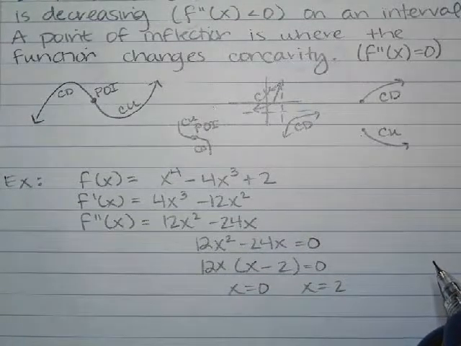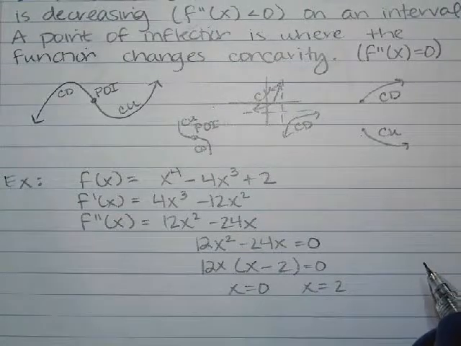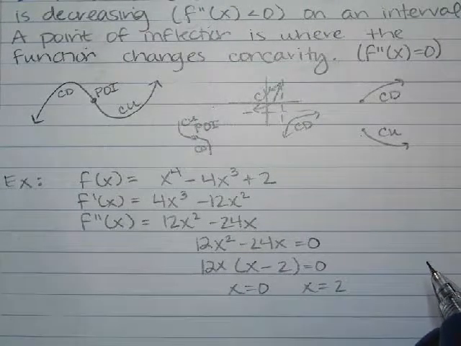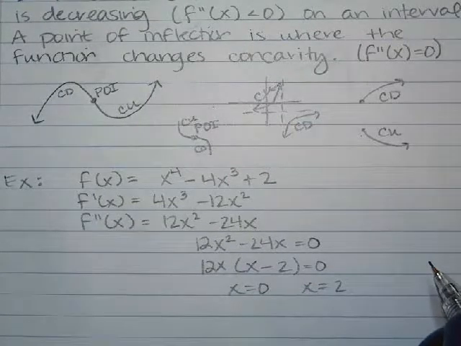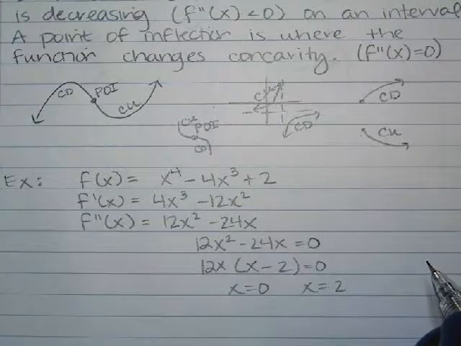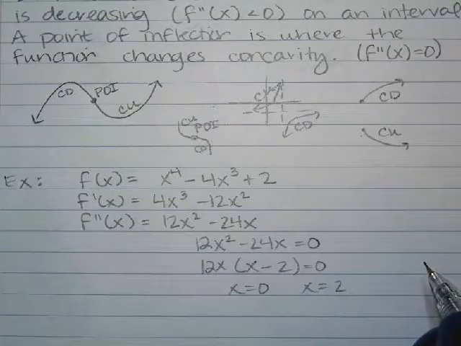The potential points of inflection are going to be at an x-coordinate of 0 and an x-coordinate of 2. It is only a point of inflection if it switches concavity. If it was concave down and then stayed concave down, that's not a point of inflection. You have to see when it switches, so that means we need to do a sign chart.